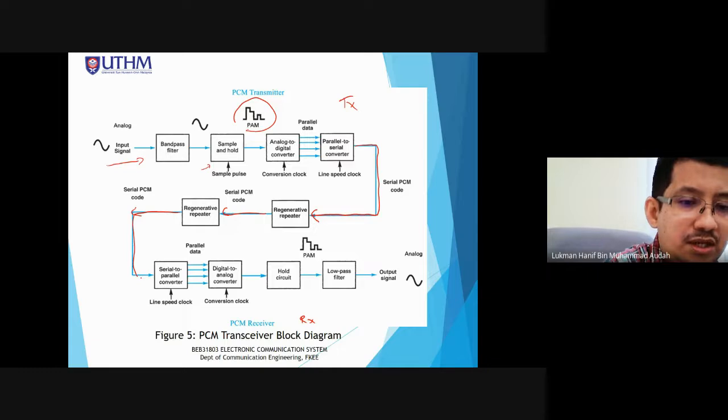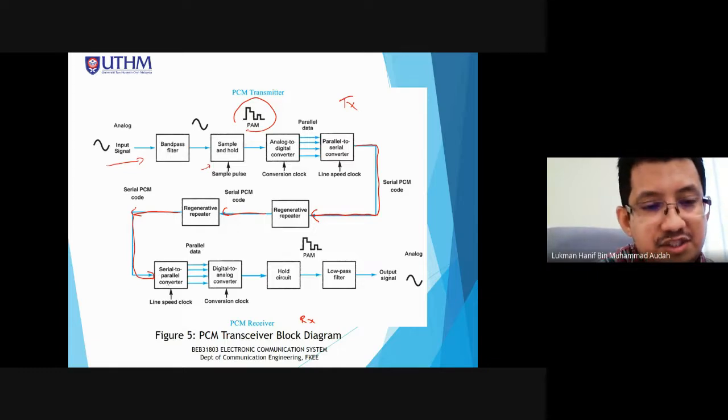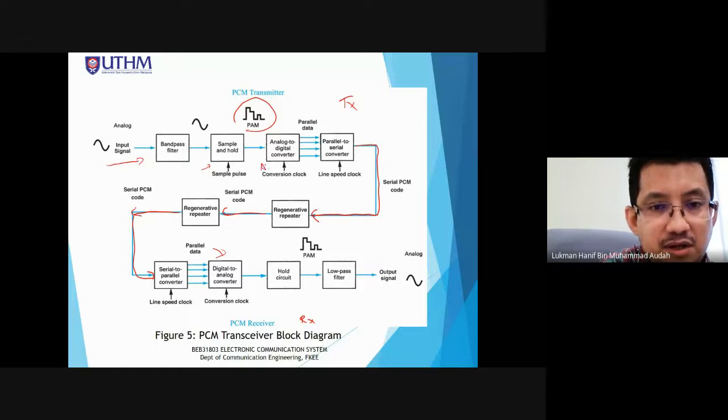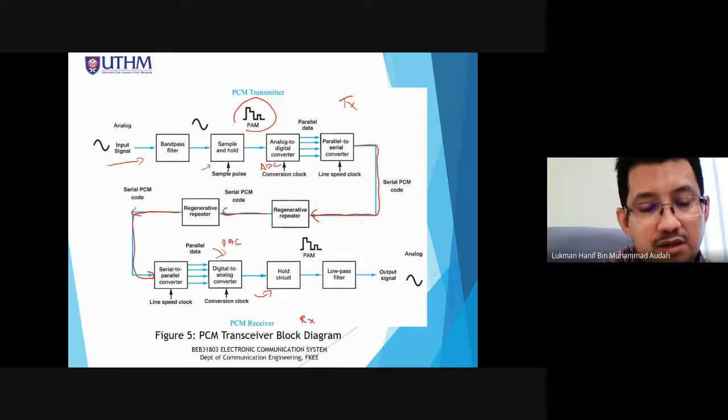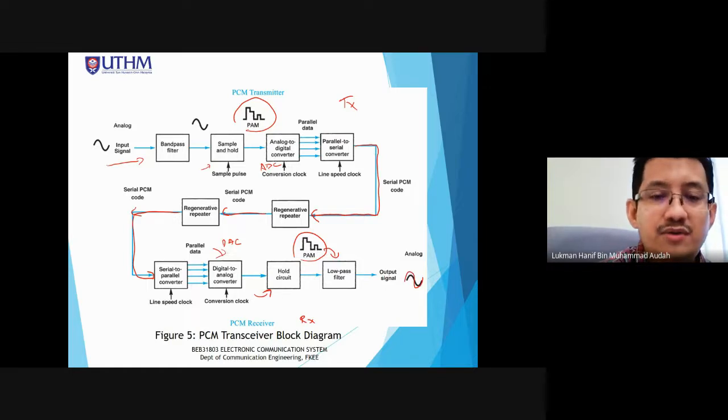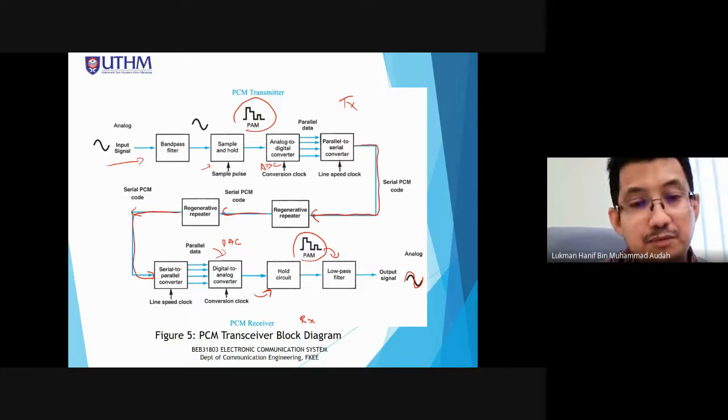And then masuk ke dalam receiver, this is a serial to parallel converter, and then masuk ke DAC, digital to analog converter, DAC. Tadi ADC, tadi dipanggil sebagai ADC. Di sini adalah DAC, digital to analog converter. Masuk ke dalam sample and hold circuit, we produce PAM signal, and then put inside the low pass filter, and we can produce an analog output. So this is without the compression and expansion process.